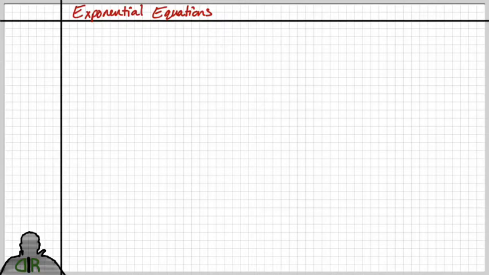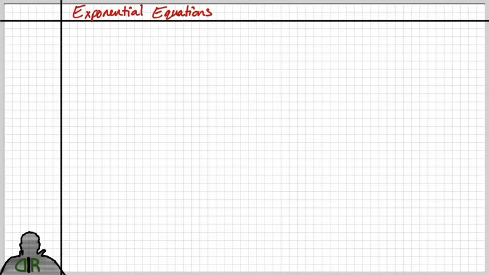This is going to be on exponential equations. This is going to be our week 5 lesson. We're technically starting a new unit. We're not really doing radicals anymore. That was last week. We finished that one up. So we're going to move on to exponential equations here.